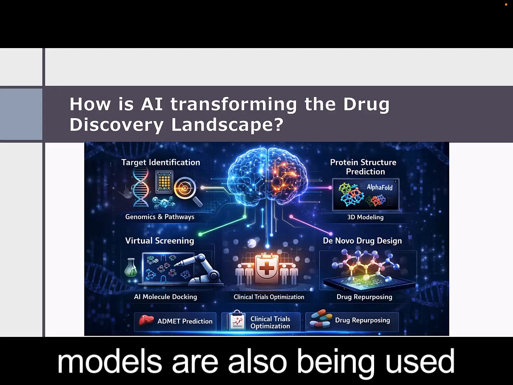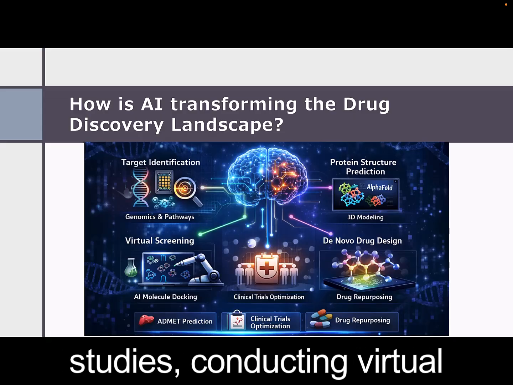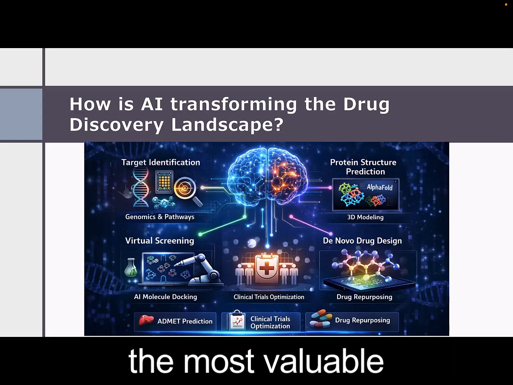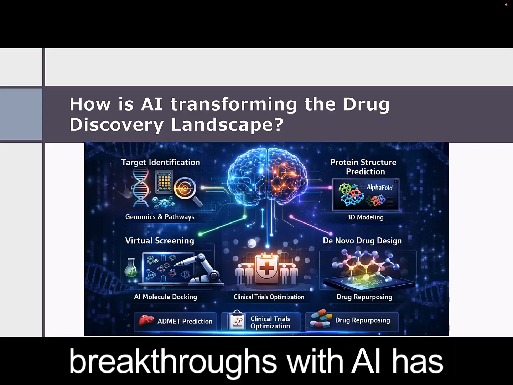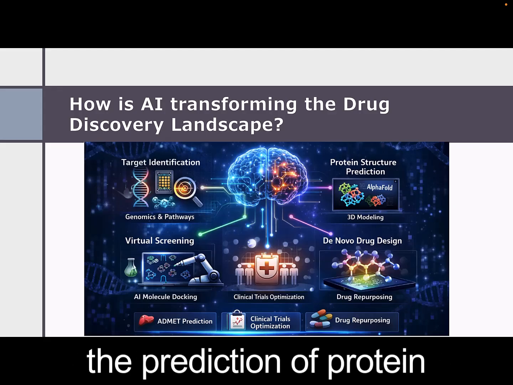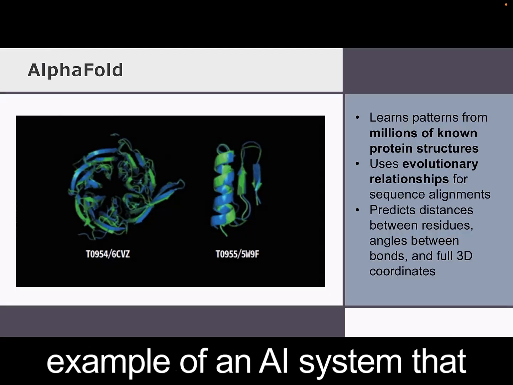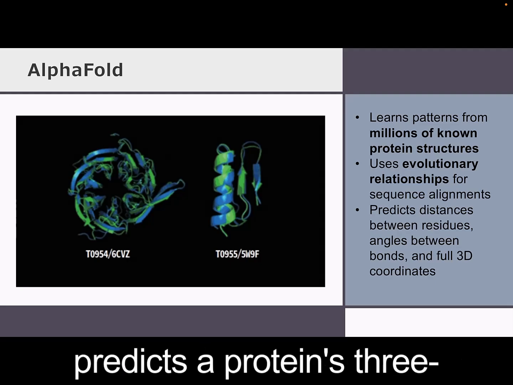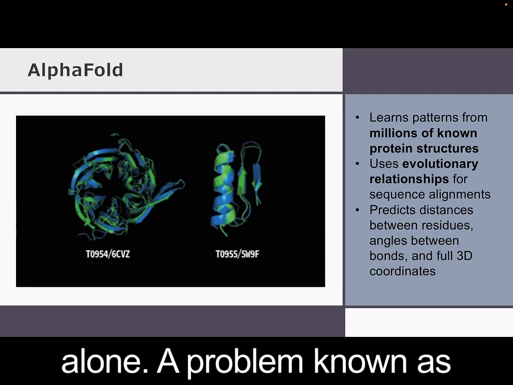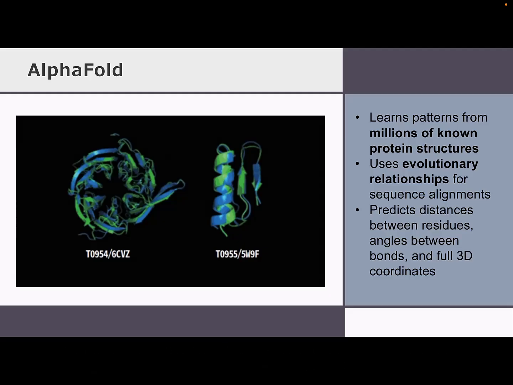AI models are also being used to enhance in silico QSAR studies, conducting virtual screening and designing new drug leads. And one of the most valuable breakthroughs with AI has come in the form of transformative advances in the prediction of protein folding. AlphaFold is an example of an AI system that predicts a protein's three-dimensional structure from its amino acid sequence alone, a problem known as the protein folding problem.